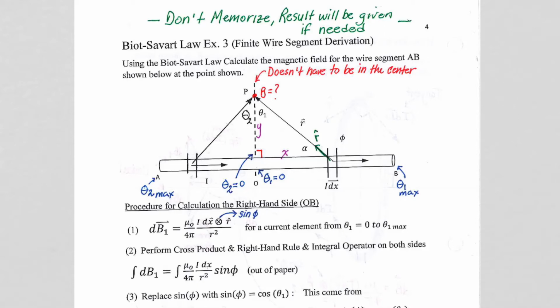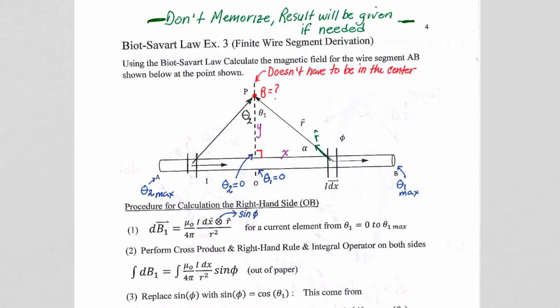In this example, we're going to look at another case of using the Biot-Savart law to calculate the B field at a point in space. And right off the bat, please get into your notes that this solution we're going to look at is a bit messy mathematically. You do not want to memorize the details, and the result of what we're going to do here will be given if needed.